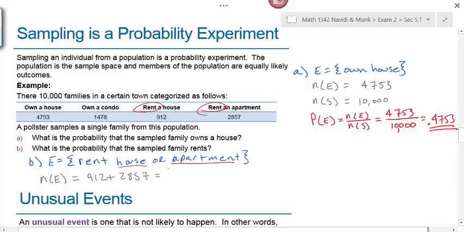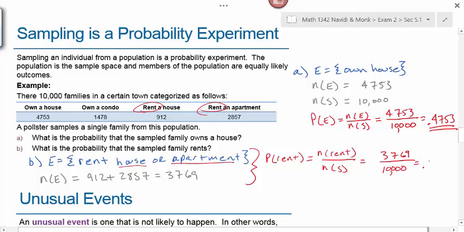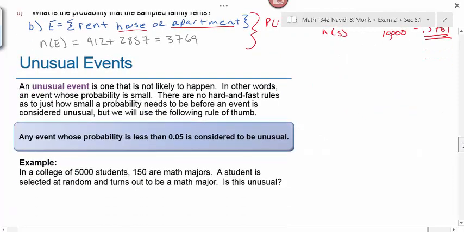And when I do that, what do I get? Now I can put this together and see that the probability that they rent will be equal to the number of renters divided by the number of people in my sample space, and that's going to be 3769 divided by 10,000, or 0.3769. Because I had 2 groups that rented, I needed to add those together to get the number of elements in that event. Now let's talk about unusual events.